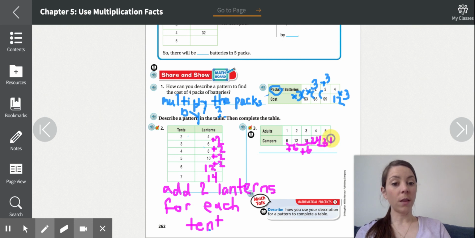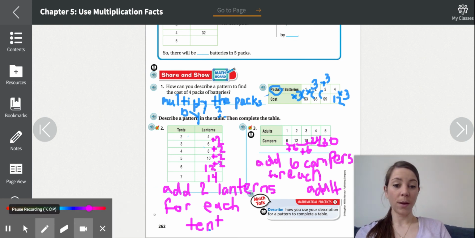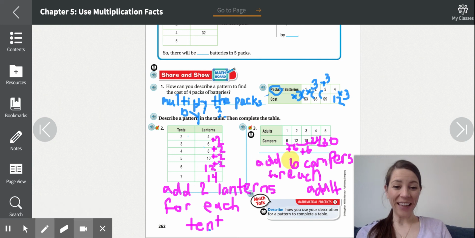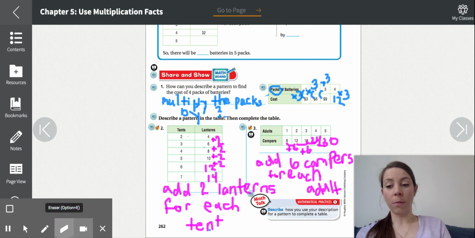So if you did it this way, you would write it like this. Okay, magically, I turned into a kindergartner, and here's my kindergarten writing. Add 6 campers for each adult, because I'm adding 6 across here and I need to describe that with some more words. What do I have 6 of? So go to the words over here. Oh, these are all campers. So add 6 campers, and when do I add 6 campers? For every new adult.